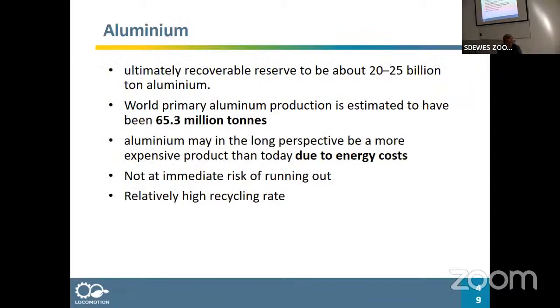So aluminium, I will just touch on shortly because we are running out of time. The recoverable amount of aluminium in reserves is estimated to be between 20 and 25 billion tons. Primary production is currently at 65 million tons. What we see is a strong spike in aluminium prices at the moment due to the increase in fossil fuel energy prices. If we solve this issue, aluminium production could probably become much cheaper. But aluminium is very, very energy intense to produce.